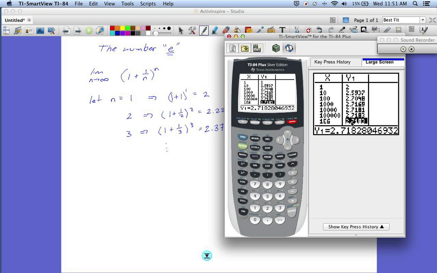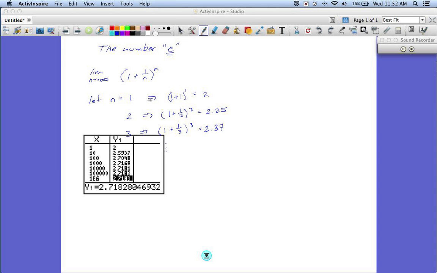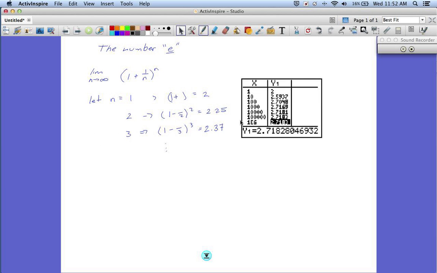Well, eventually it gets this value right here when n is 1 times 10 to the 6th. That's 1 million. When n is 1 million, 1 plus 1 over 1 million to the 1 millionth power comes out to 2.71828046923, dot, dot, dot. It goes on and on forever. Bottom line, that is what e is defined as. There's that value right there.